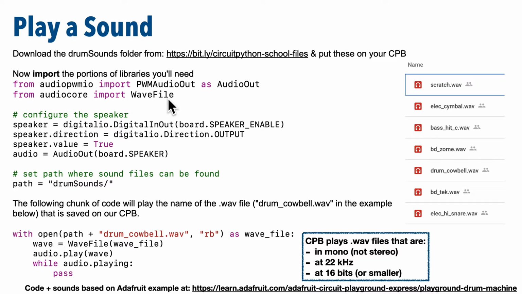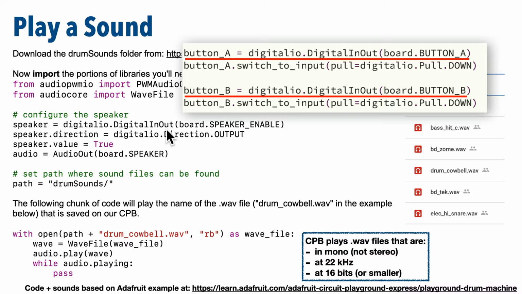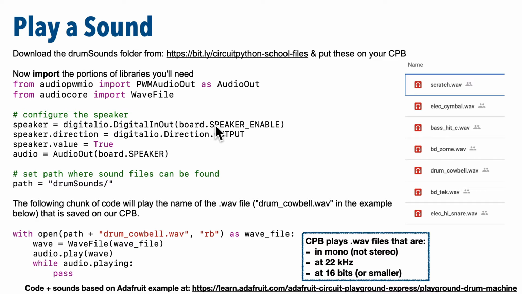Now next, what we're going to do is configure our speaker so that it can play. To do that, we say speaker equals. Now speaker is just the variable name for the object that we're going to create. That's going to equal digitalio.DigitalInOut. We also used that when we set up our button A and our button B. Here what we do is pass in between the parentheses board.SPEAKER_ENABLE. Again, pay attention to the caps. And this is going to set up our speaker with the name speaker.